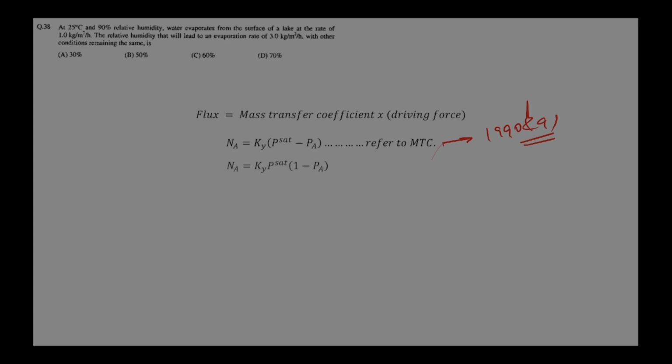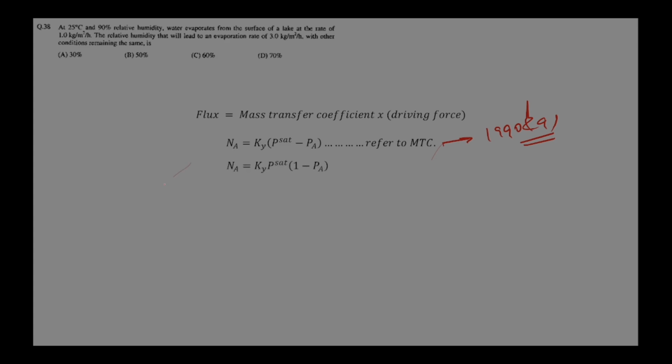So this is a straightforward question. Mass flux is equal to mass transfer coefficient times driving force. So N is equal to Ky (P_sat minus P_A), where Ky is the mass transfer coefficient. I have shared my notes in my earlier videos when we were solving the 1990s or 91 questions. Okay, so go through that. Mass transfer coefficient is explained very well there.